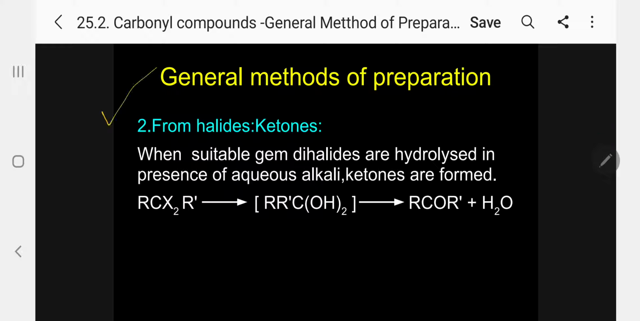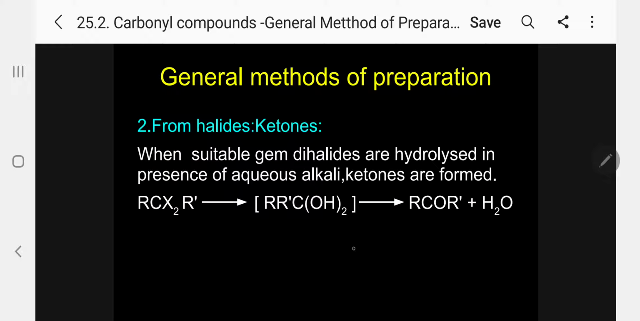Now we have seen formaldehyde, acetaldehyde, benzaldehyde. In the same way I can now think of the ketones: acetone, acetophenone and benzophenone. When suitable gem dihalides are hydrolyzed in the presence of aqueous alkali, ketones are formed. Please follow. Suitable gem dihalides are hydrolyzed. This one is a primary gem halide, and this is a secondary gem halide. That is the difference. Here the carbon is CH2, the X2 is substituted by OH twice, so eliminating water, giving the corresponding aldehyde or ketone.